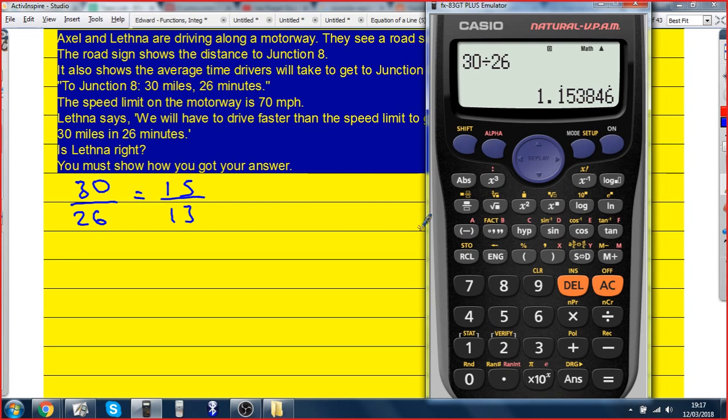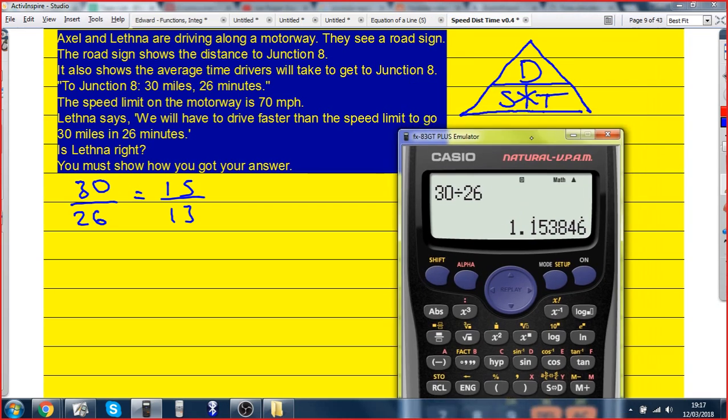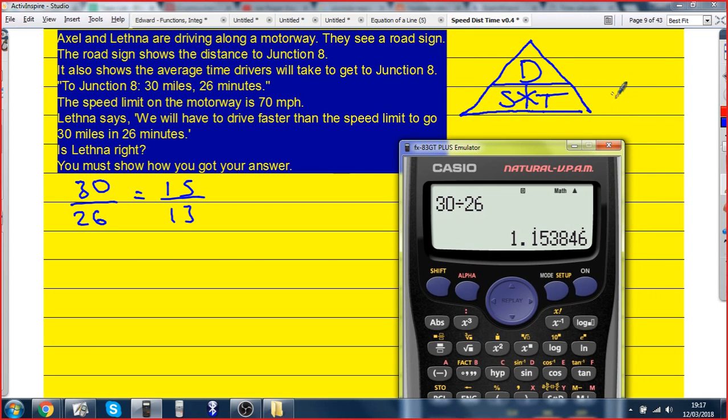I don't know because it can't be divided by 26. It's because the speed limit is 70 miles per hour, but this isn't hours, this is 26 minutes. So what could you do about that?